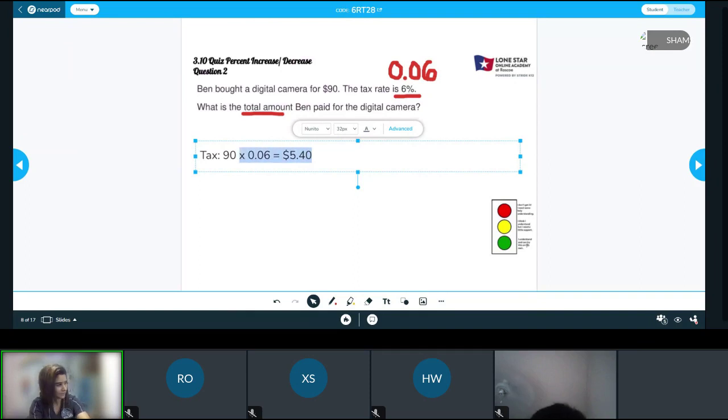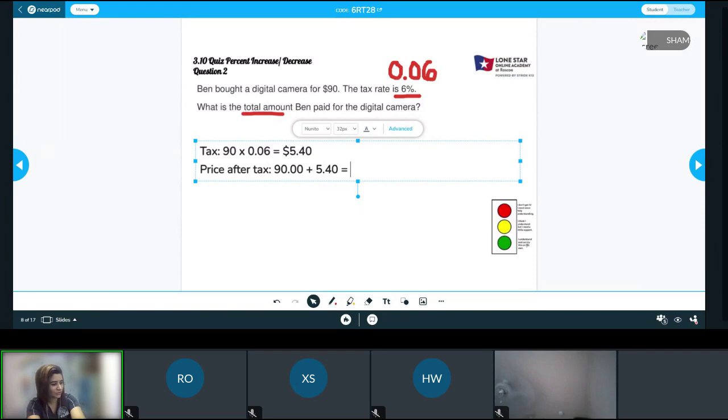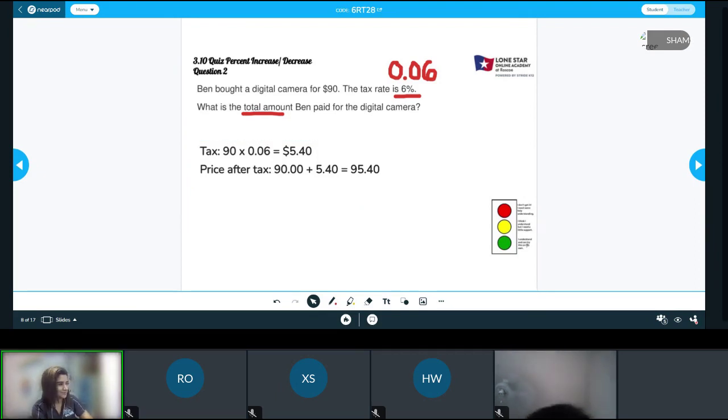That is the amount of tax after multiplying. But they want you to find the total amount. That means the price after the tax, the total amount. So you would do 90 plus the $5.40. Go ahead and combine and tell me how much you get. $95.40. Yes. Very good, Joycelyn.